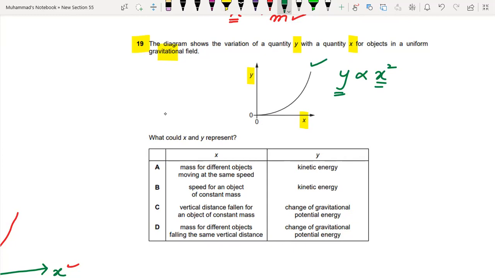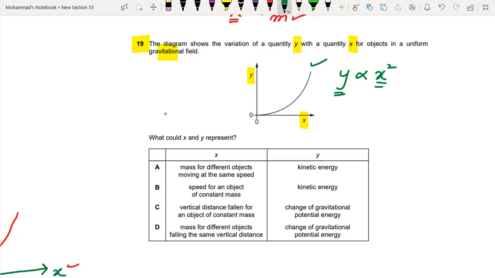So what real situation matches this graph? We have to determine what real situation matches this graph. So you can think about that situation. You should try your level best, and then you should see my answer.